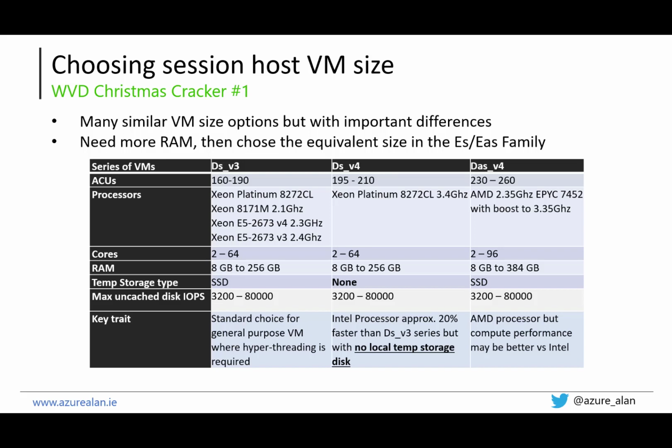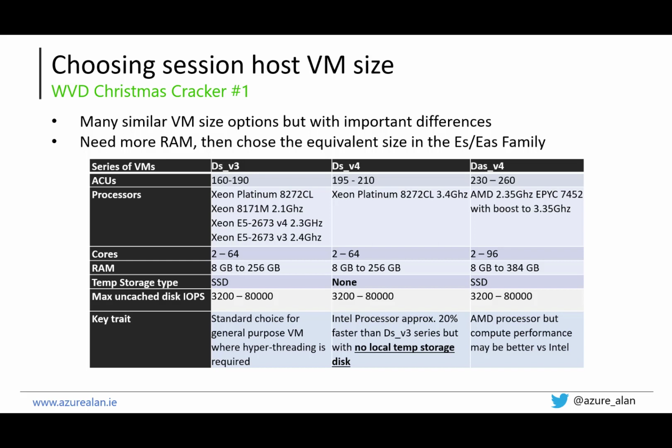So I put that in the first column there, but just alongside it I've put in a few additional options that you may want to consider. The DSV4 has become available more recently, and this is a newer Intel chipset which is supposedly 20% faster than the DSV3 equivalent. It also costs the same price, so that might be something worth considering. The downside to this, however, is that it doesn't have a temporary storage disk on the host, so you won't get that local SSD temp drive, and that's where the page file normally goes.